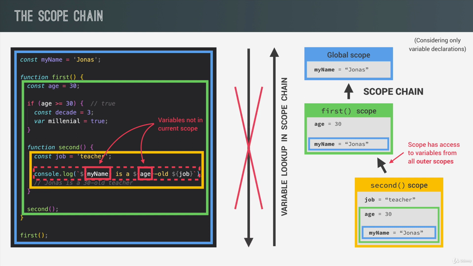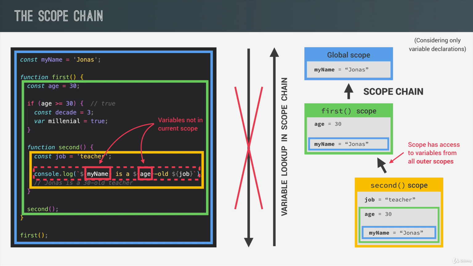What's also extremely important to note is that this does not work the other way around. A certain scope will never ever have access to the variables of an inner scope. In this example, the first scope, for example, will never get access to the job variable that is stored in the second scope. Okay? So again, one scope can only look up in the scope chain, but it cannot look down, basically. So only parent scope can be used, but no child scopes.